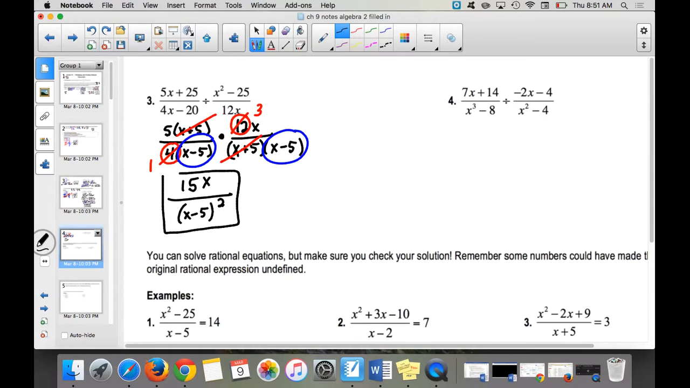All right, did anybody get that? Yeah, several of you, good. All right, so the next one. I'm going to pull out the 7, and when I do, I have x plus 2. And on the bottom, I have x cubed minus 8. Uh-oh, that's the cubes thing. So I'm going to factor into x minus 2 times x squared plus 2x plus 4. Did you guys factor that correctly?